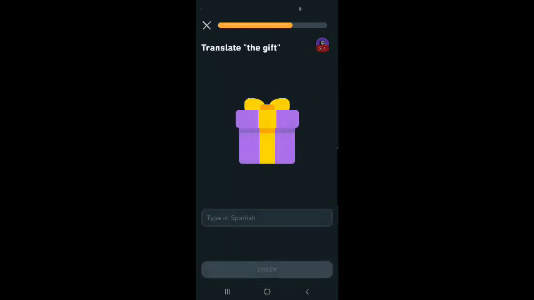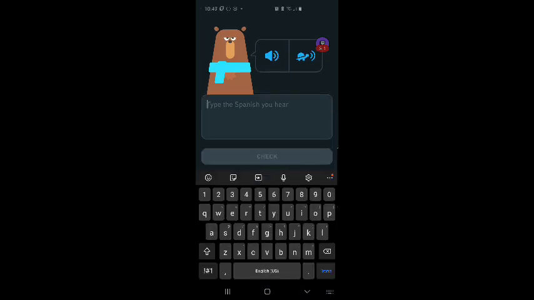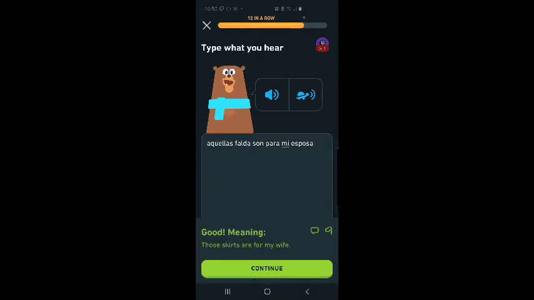Wow, you've been working hard. Translate the gift. El regalo. Aquellas faldas son para mi esposa. Aquellas. That's all I got. Faldas. Son para mi esposa. Aquellas faldas son para mi esposa. Those skirts are for my wife.